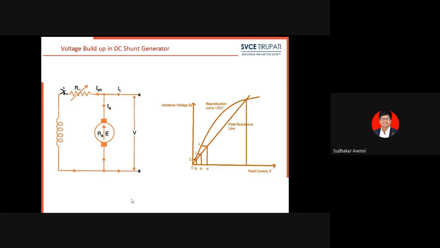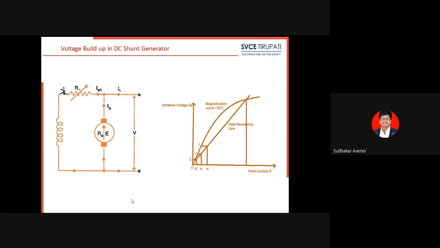What are the main conditions required to build up the voltage in a self-excited generator? First, there must be residual magnetism in the field poles, which is the essential condition. See here, there must be residual magnetism.